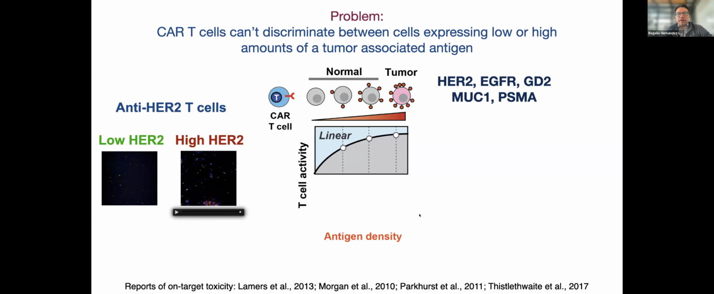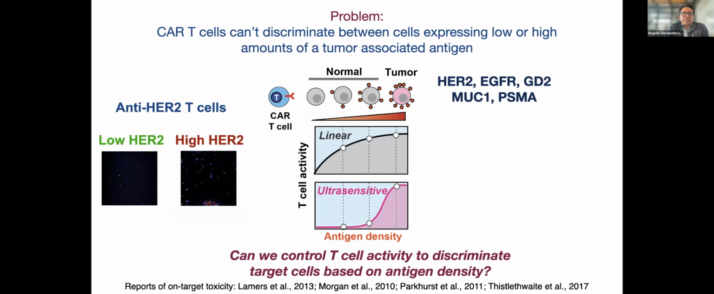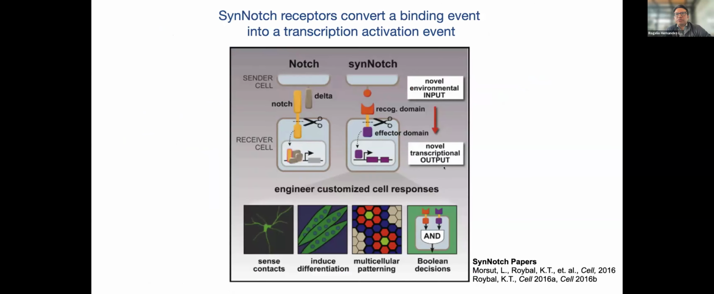So what we wanted to do, which is the purpose of today's talk, is to engineer a new behavior so that we only kill the cells that express high levels of the antigen, but spare cells that express low levels. This sigmoidal behavior is called ultrasensitive or sigmoidal. And what I'm going to do today is introduce you to the tools that we use to engineer this behavior.